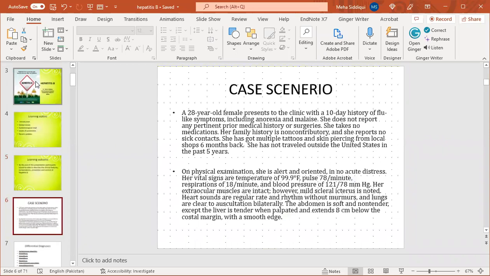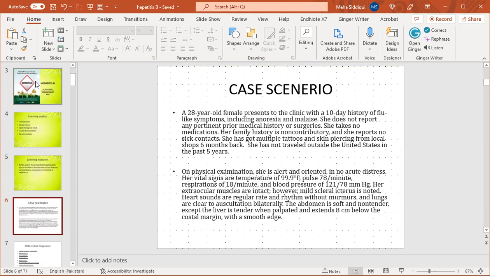This is a case scenario. A 20-year-old female presents to the clinic with a 10-day history of flu-like symptoms, including anorexia and malaise. She does not report any pertinent prior medical history or surgeries. She takes no medications. Her family history is non-contributing. She reports no sick contacts. She has multiple tattoos and skin piercings from local shops 6 months back. She hasn't traveled outside the US in the past 5 years.